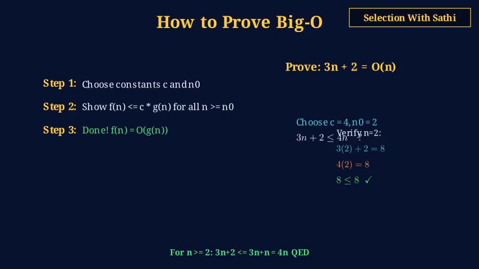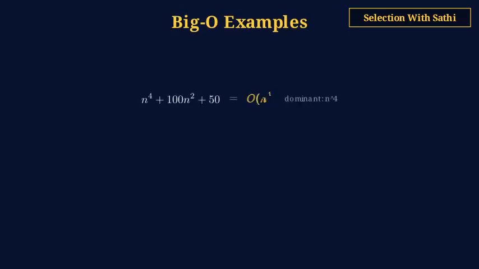Another example, n squared plus n is big O of n squared. Pick c equals 2, n0 equals 1. N squared plus n is less than or equal to 2n squared whenever n is at least 1. Let's see more examples straight from the textbook.